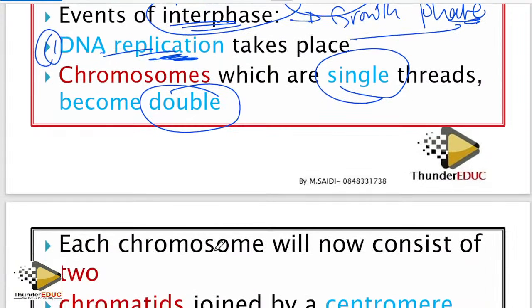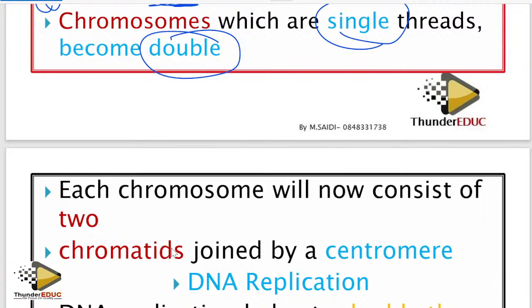All right. Each chromosome will now consist of two.